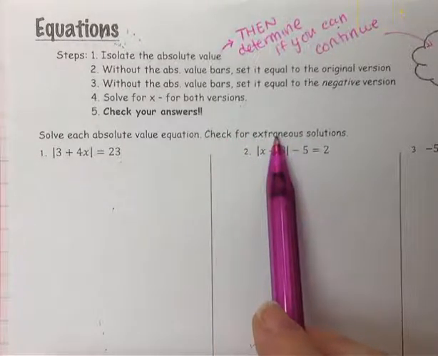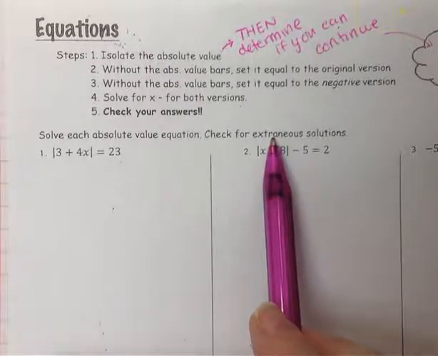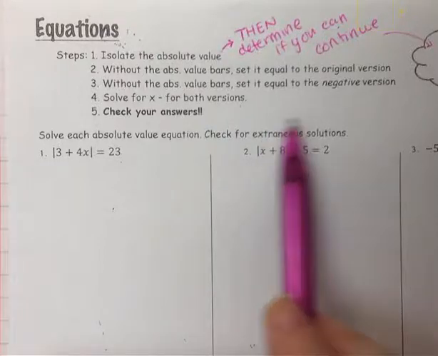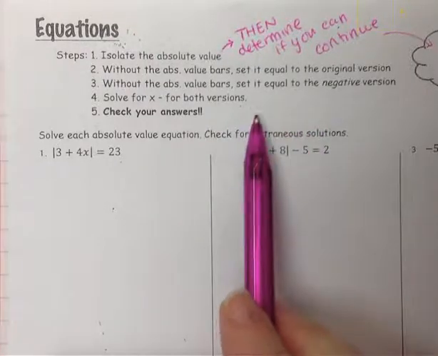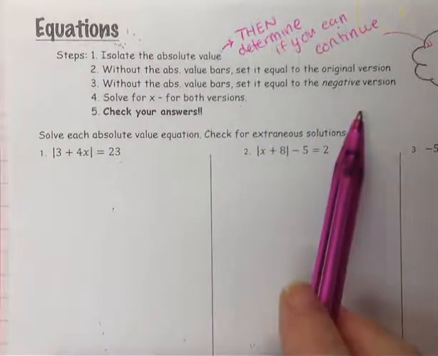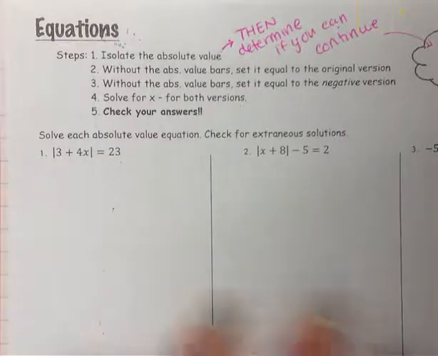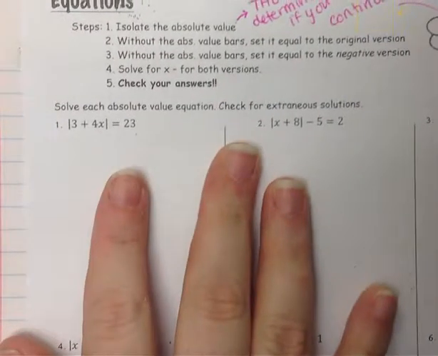If you don't check your answers, you could end up with what's called extraneous solutions. So we're going to solve each absolute value equation, and we're going to check for extraneous solutions. An extraneous solution is a false solution. You did nothing wrong, but it just does not work in the equation, because when you plug it back in, it doesn't give you the same answers.